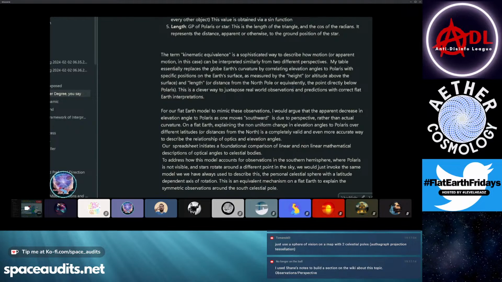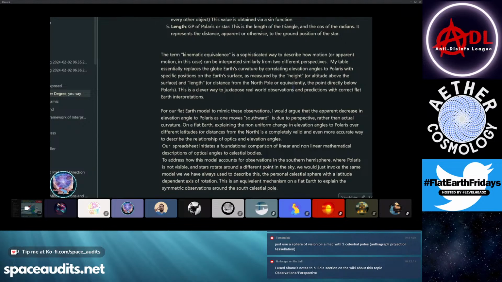This is how we're going to get there. We're going to use kinematic equivalence to describe a different way to get the math description for the same sort of parent relationship to elevation angle and distance. We're going to say that it's linear for a portion and nonlinear for another portion. We're going to derive that from relationships specific to the data after we graph it out.